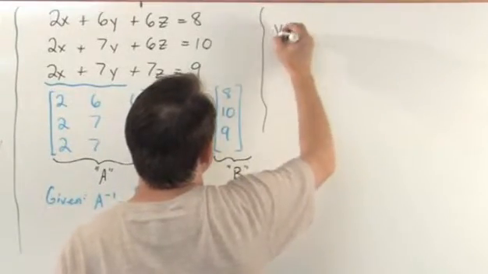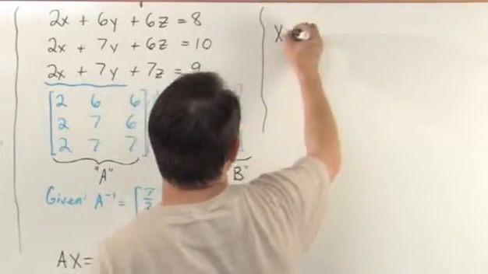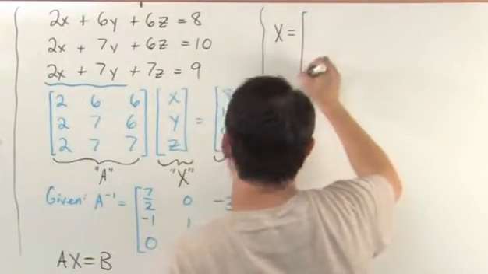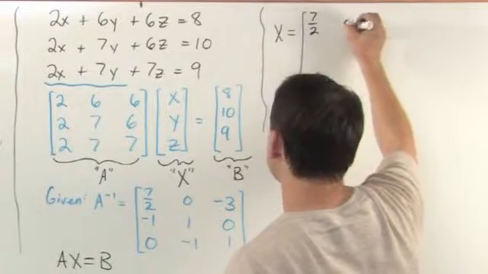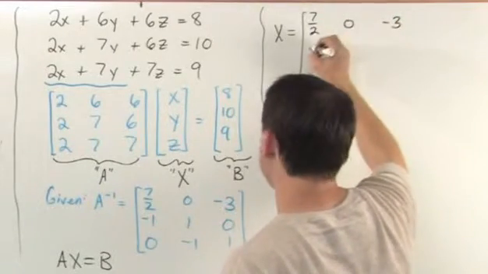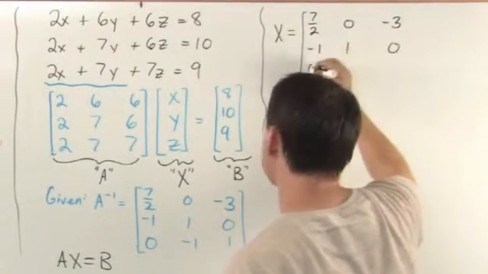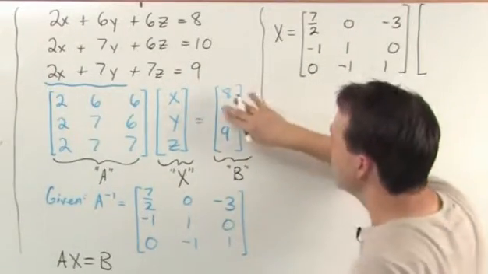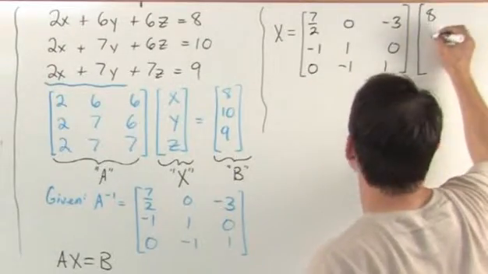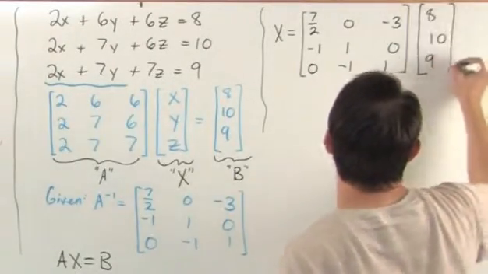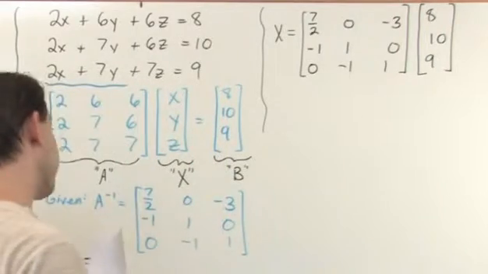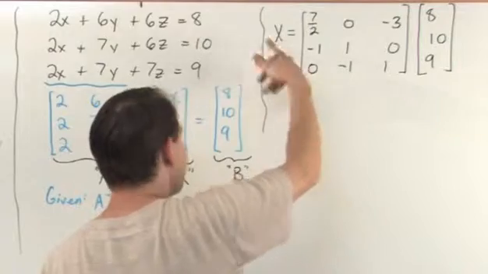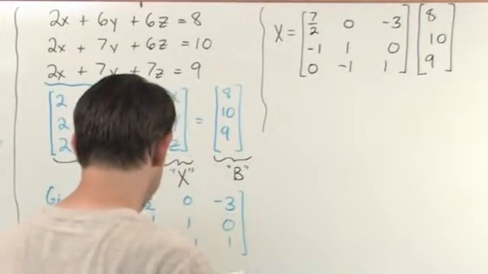So we found that matrix X, which is what we care about, is equal to the inverse matrix, which is given by 7/2, 0, -3, -1, 1, 0, 0, -1, and 1. That's the inverse. I gave it to you. On the right-hand side is 8, 10, and 9. And hopefully when we do this matrix multiplication, we should actually get the values of this matrix, which contain X, Y, and Z. Let's look at that.